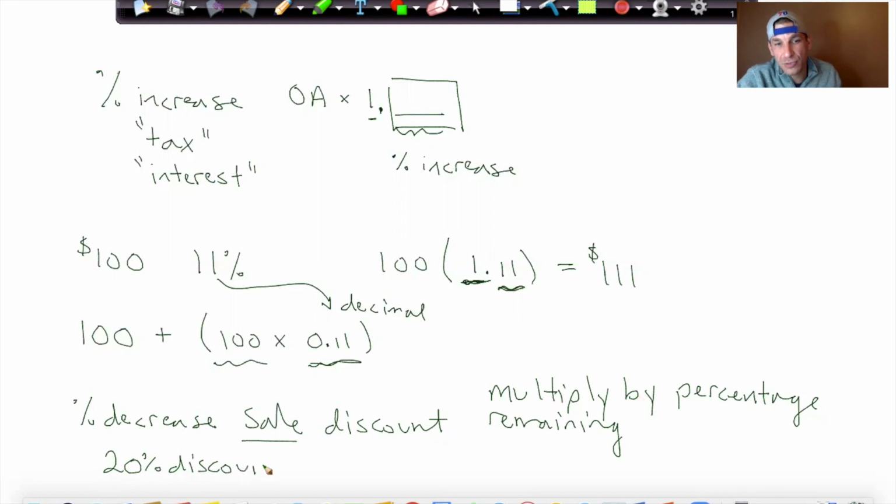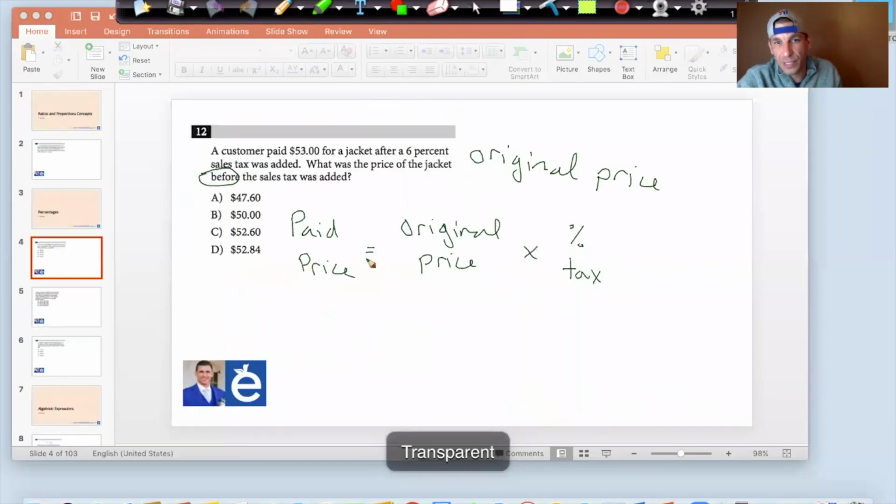Then the percentage remaining is going to be 80%. So what you're going to multiply by is 0.80. And this is what you would see in some of the standard problems for percentages as you're working through. Now let's go back to this problem so you have a better understanding.